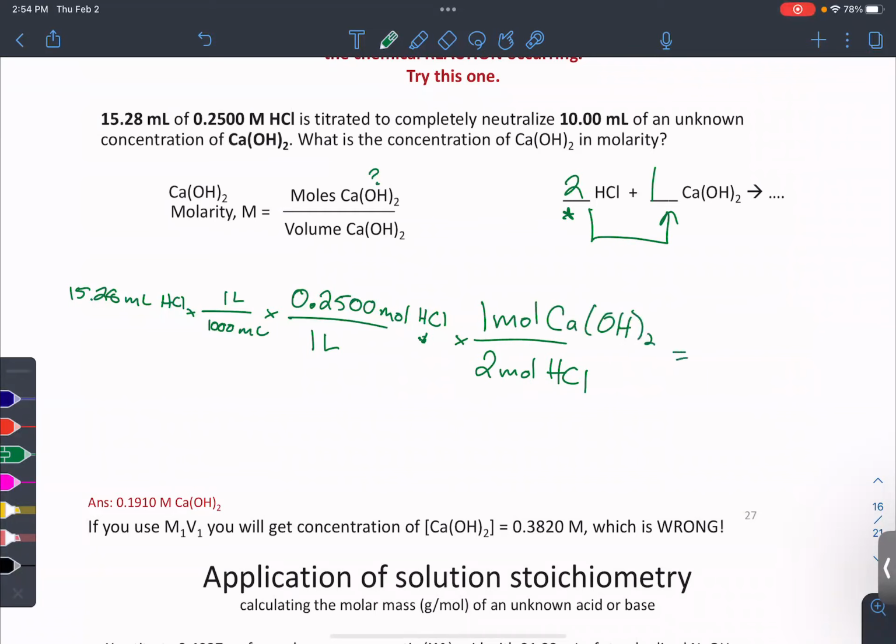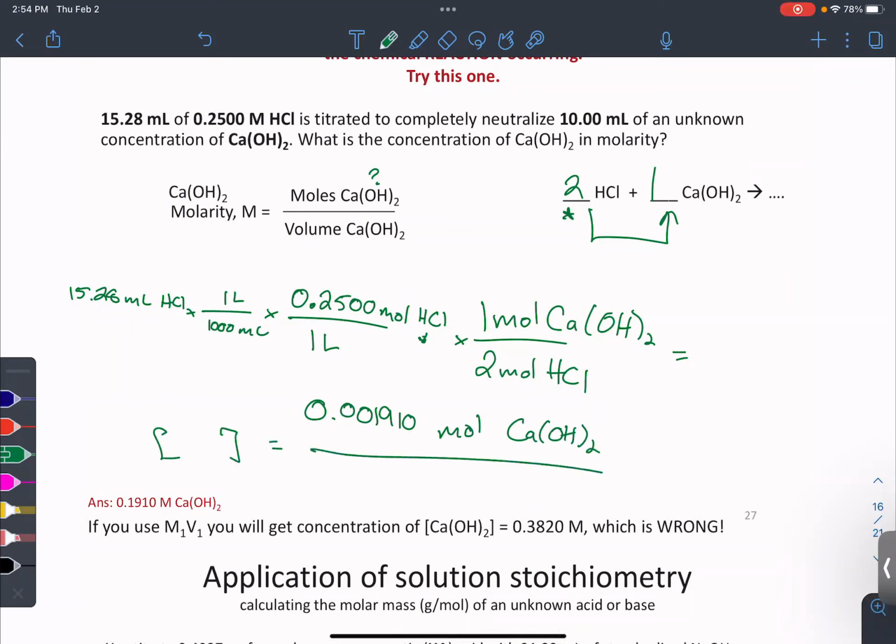So there's this factor of 2 inside this specific example. And so if you calculate the mole amount of base here, it's 0.001910 moles of that calcium hydroxide. All right, but that's not our answer. We actually want the concentration, so we need to divide by the volume. 0.0100 liters, the 10 milliliters that we worked with, and then that's our answer. So you see here, we're off by a factor of 2. It's the same numbers, I just changed the substance, right?